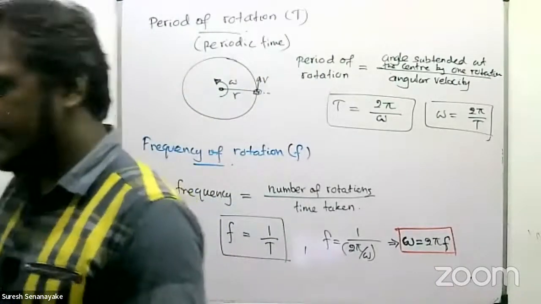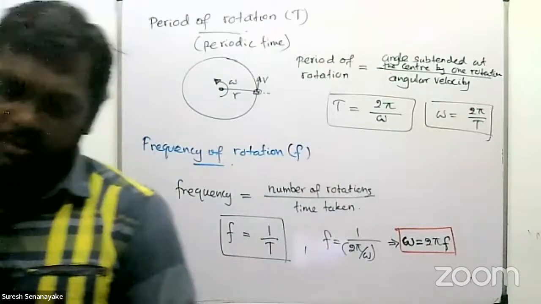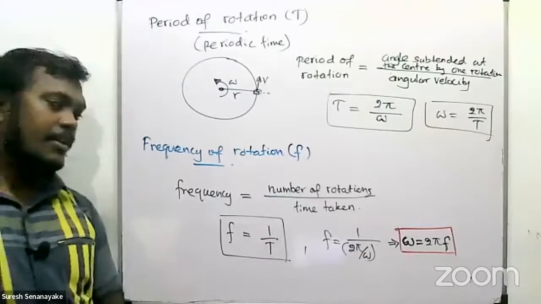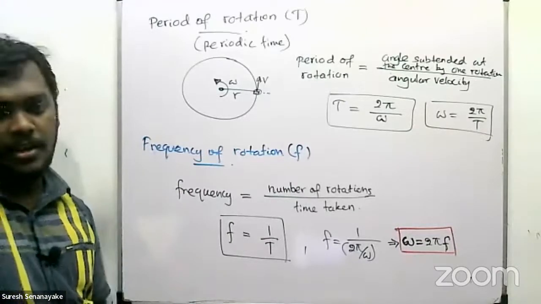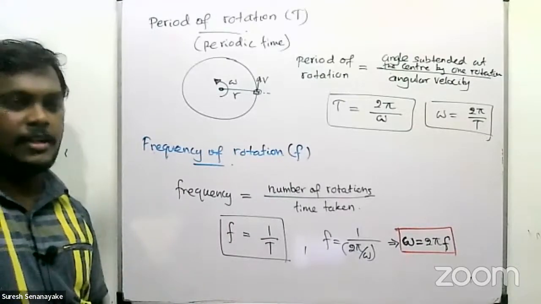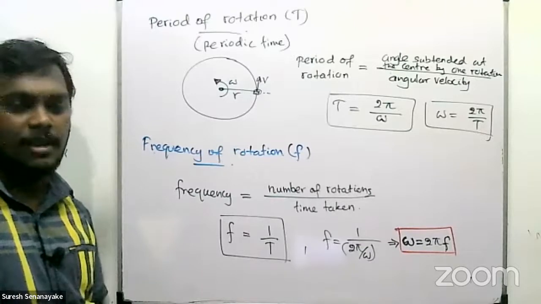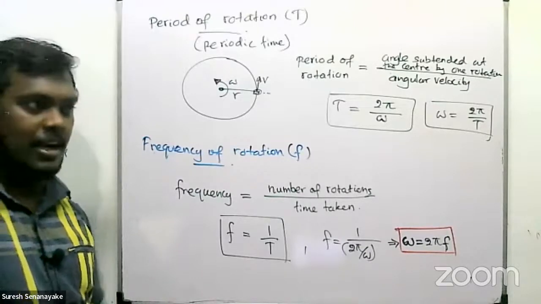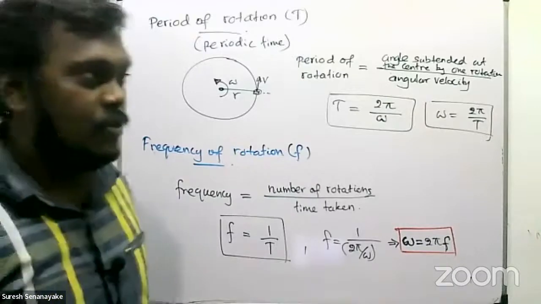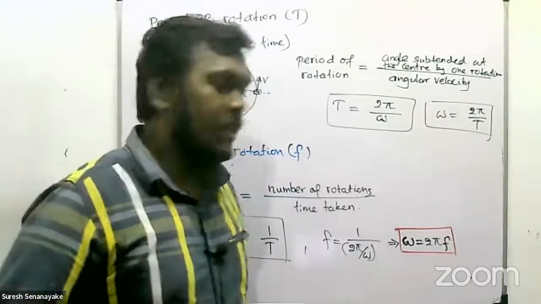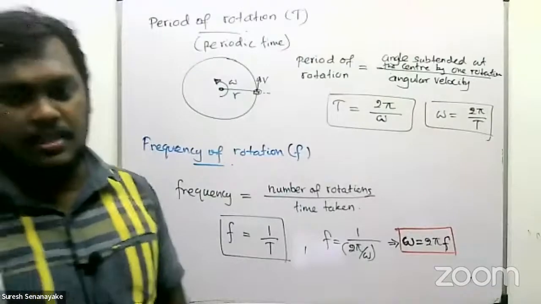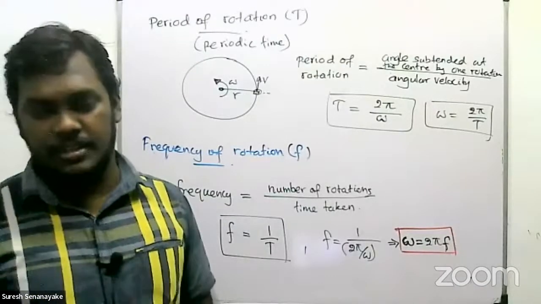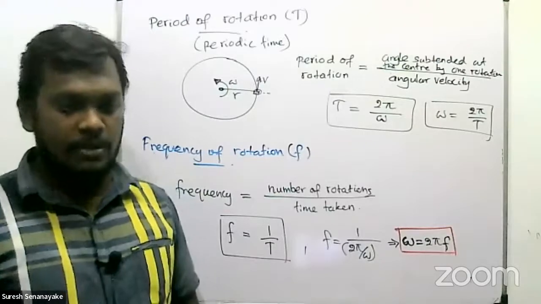The SI unit is radians per second, but generally omega is given as the number of rotations per second or number of rotations per minute. That is called RPM and RPS. RPM is revolutions per minute, RPS is revolutions per second. That's the way the angular velocity is given.